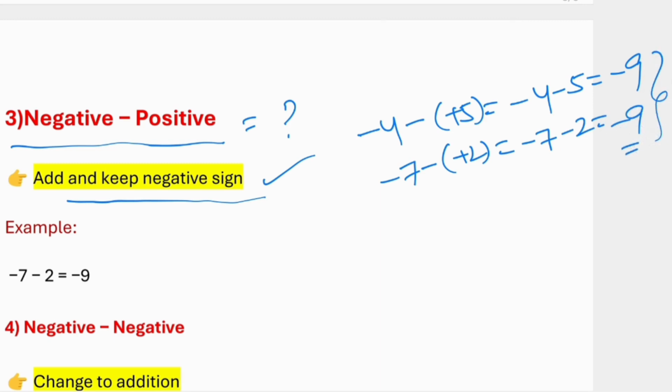In those two cases, we get a negative value. What we did in those two cases: add and keep the negative sign. Minus 4 minus 5 is equal to 9, and minus 9. Also, minus 7 minus 2 is equal to 9, and we put the symbol minus.